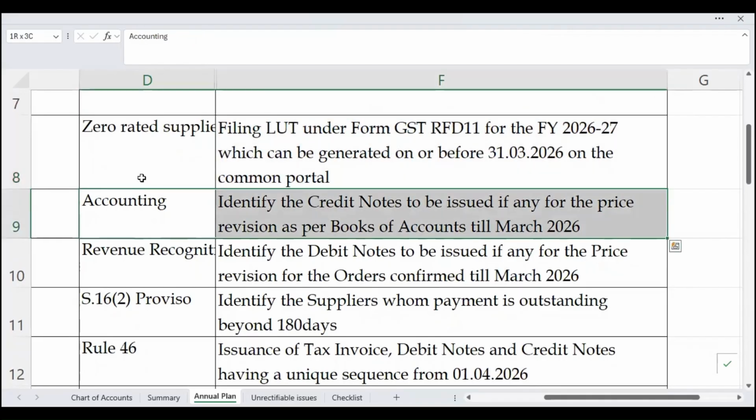Then accounting point of view, credit notes. Identify the credit notes to be issued, if any, for the price revision as per books. Whatever sale I have made, for example, I sold goods for 1 lakh. The customer made a payment of 85,000. 15,000, there is a decrease in value.